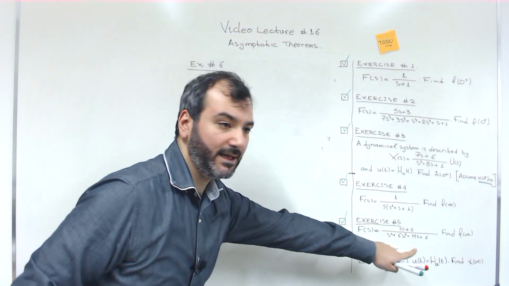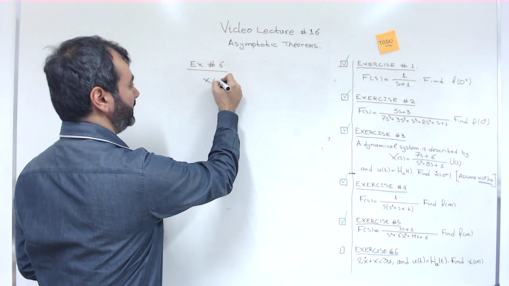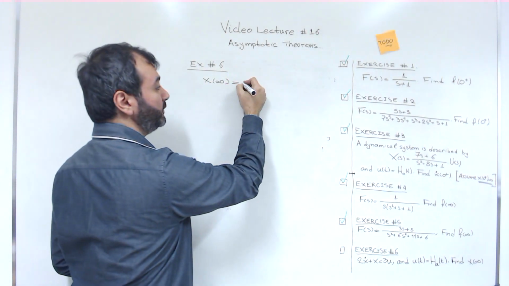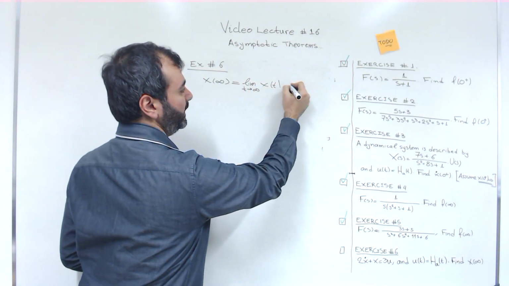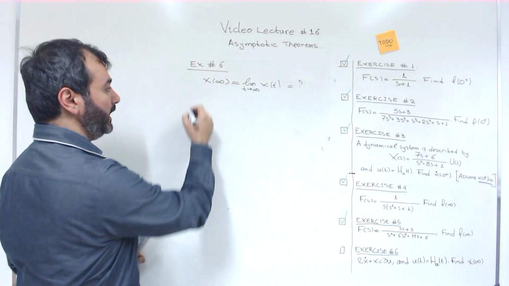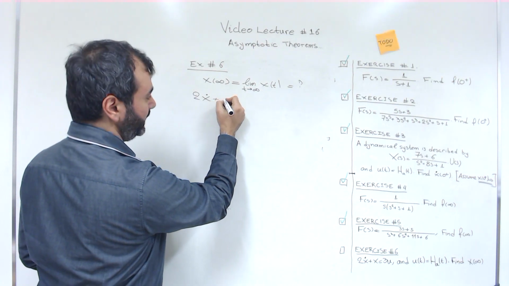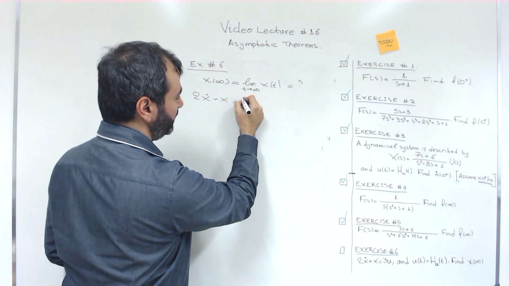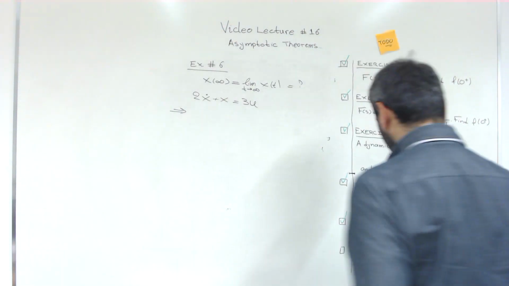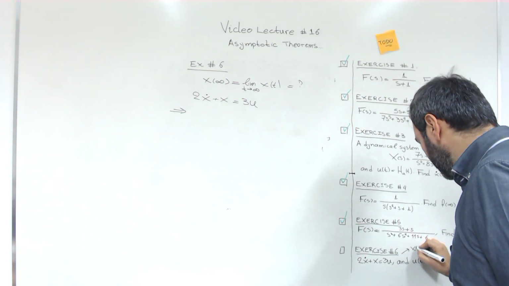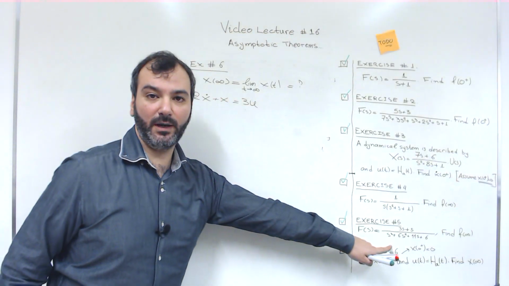Exercise number 6 asks for a final value. Again, it asks for the limit of x at infinity. Again, this is a shorthand for the limit of x of t as t goes to infinity, and the question is what this is equal to. We have the following differential equation: 2 times x dot plus x equals 3 times u. I forgot to mention, I have to provide the initial value. x at 0 plus is equal to 0.